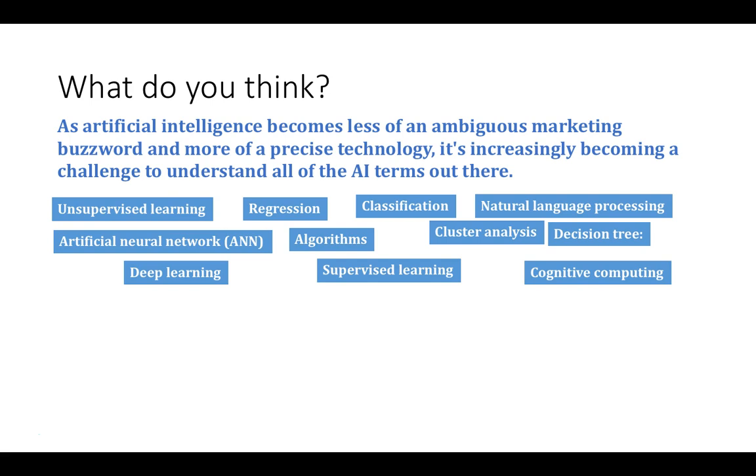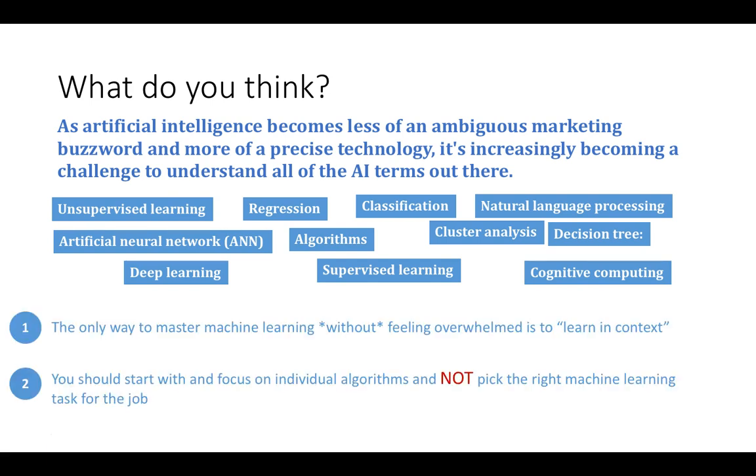Like unsupervised learning, regression, classification, natural language processing, artificial neural networks, algorithms, cluster analysis, decision trees, deep learning, supervised learning, cognitive computing. So there is a lot of terminology that people are talking about, and there is every possibility for us to get overwhelmed as we try to understand and differentiate each of these terms. So below I have two statements on how to learn this terminology. Let's read them, and please think along with me and suggest whether each statement is true or false.